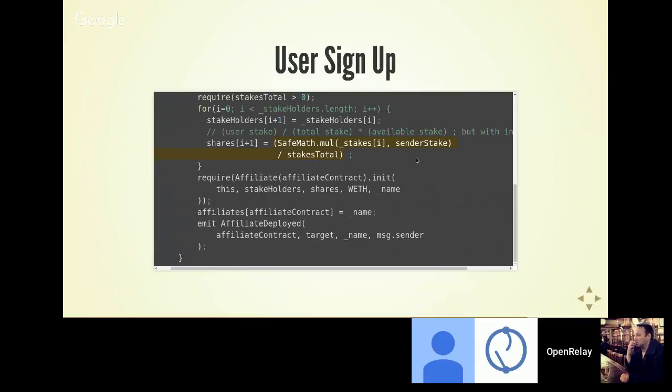We require that the initialization function succeeds. So this is going to initialize the target affiliate contract. We keep track of the affiliate in our affiliate registry, and we emit an event so that anybody who cares can see that we've just registered a new affiliate.